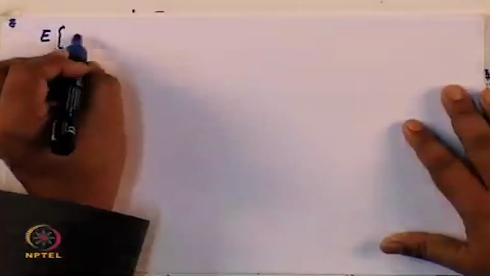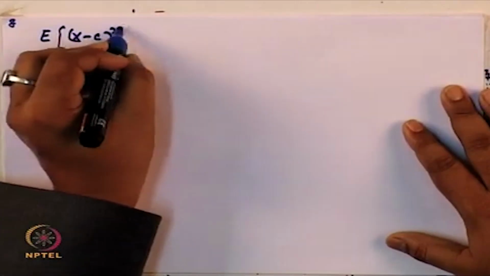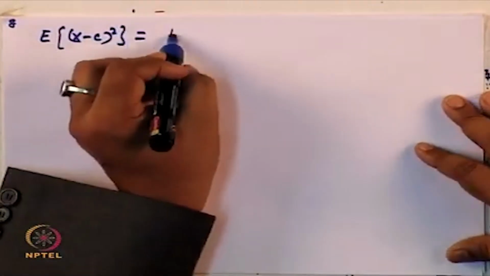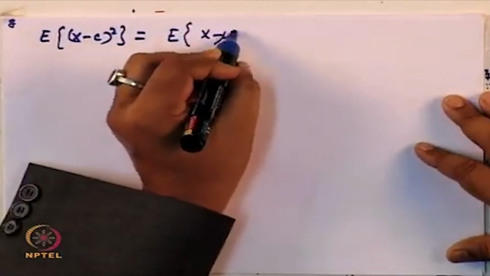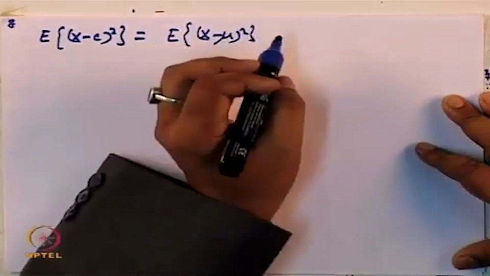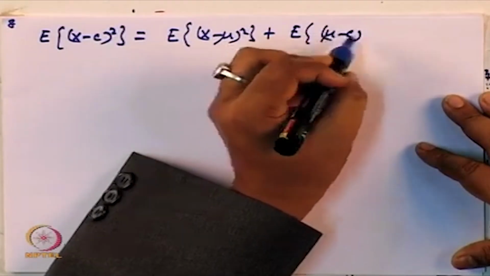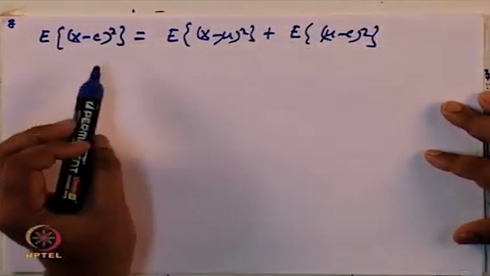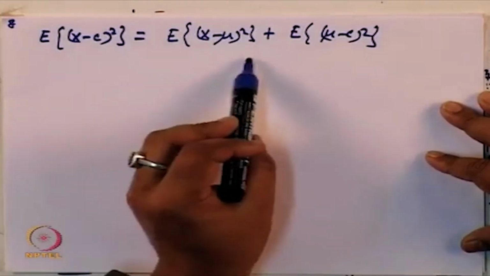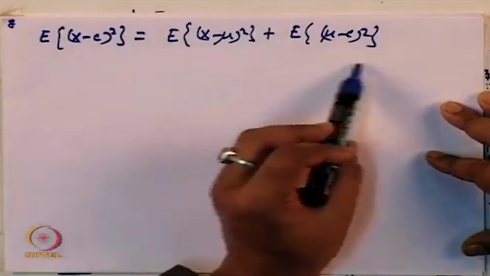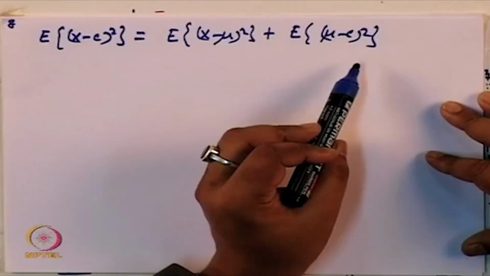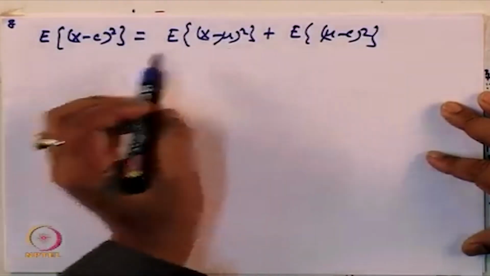Okay. So, we can write this expression. Okay, we can modify this expression, plus... okay. So, your expectation of (x minus c) whole square is expectation of (x minus mu) whole square plus expectation of (mu minus c) whole square. So, I can write this.